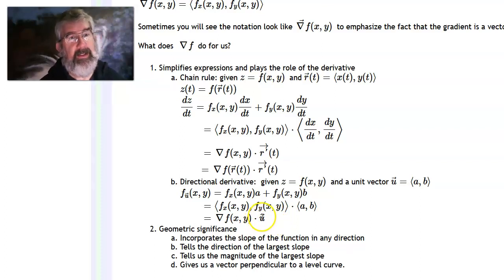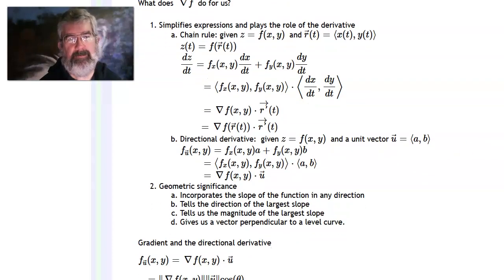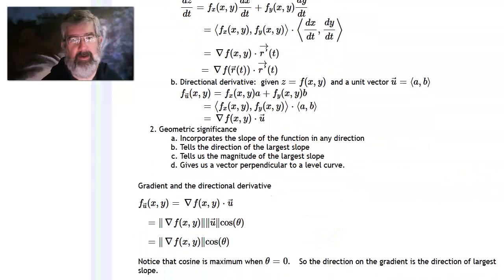This is particularly nice. This is going to give us a lot of the geometric significance of what the gradient is going to do for us. It gives us all the information about the slope that we want at a point. That is through this gradient dotted with u. You tell me what direction you want, and I can tell you the slope in that direction because I just dot whatever direction you gave me with the gradient, and that'll be the slope in that direction. It also tells us the direction of the largest slope, which we'll see below. It tells us the magnitude of the largest slope, which we'll see below, and it gives us a vector perpendicular to a level curve, which is really the topic of the next video. But let's talk about these geometric significances and how that all comes into play.